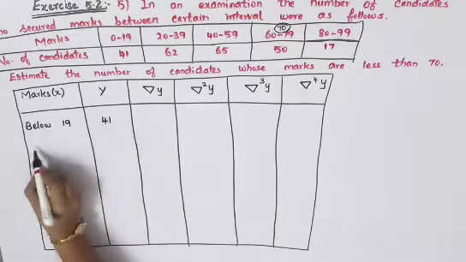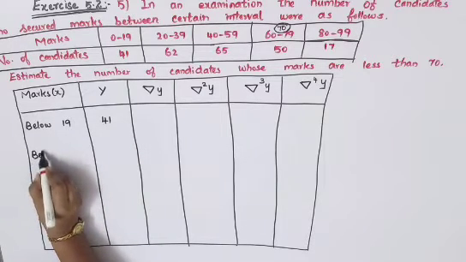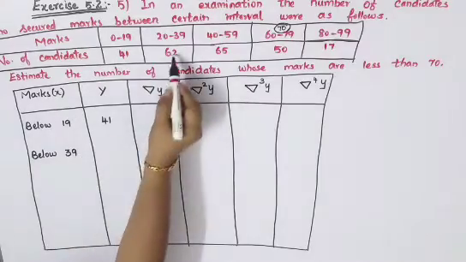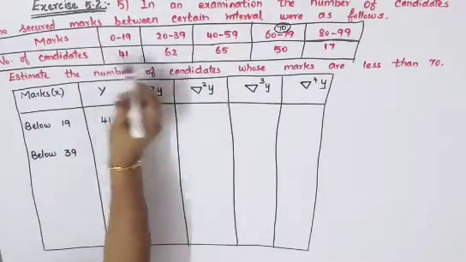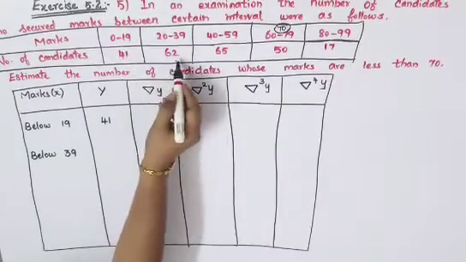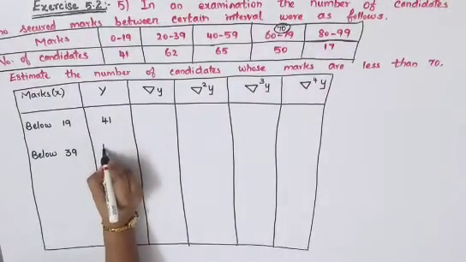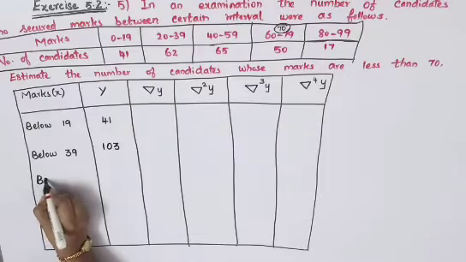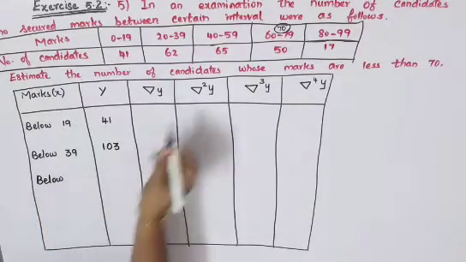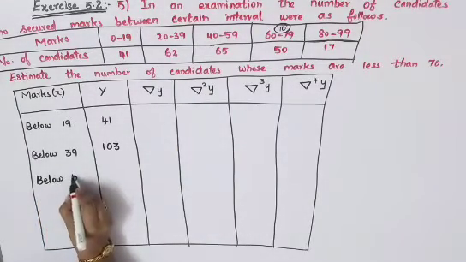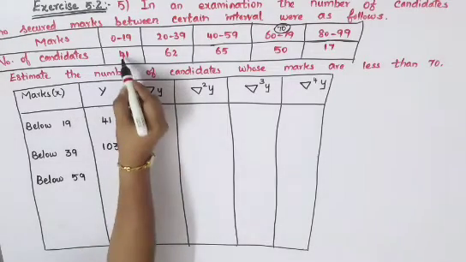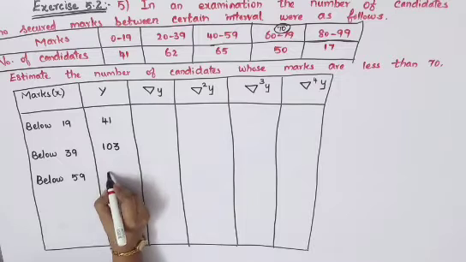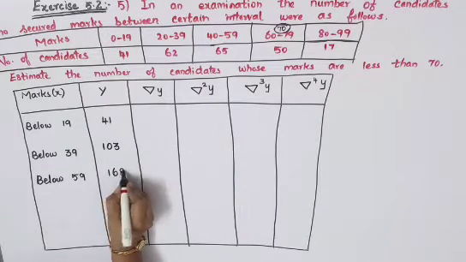Next is below 39, you'll have to write it. You'll have to add both these values because both are below 39. So 41 plus 62, you'll get it as 103. Then the next is below 59. I'll have to add all these three values, 41, 62 and 65. You'll get it as 168.